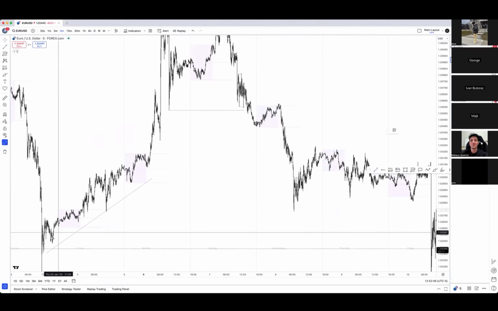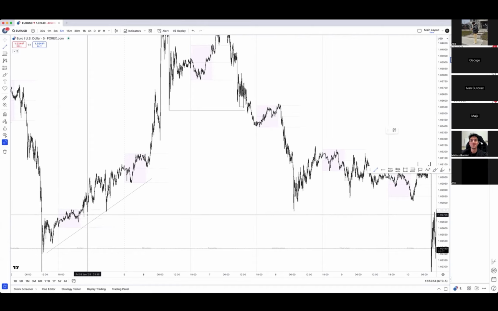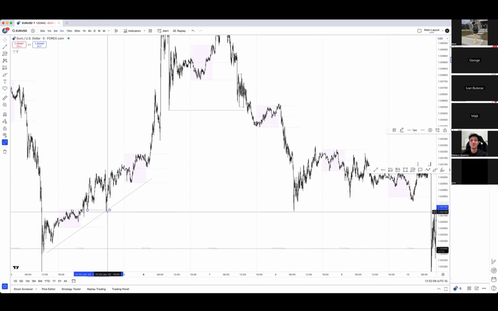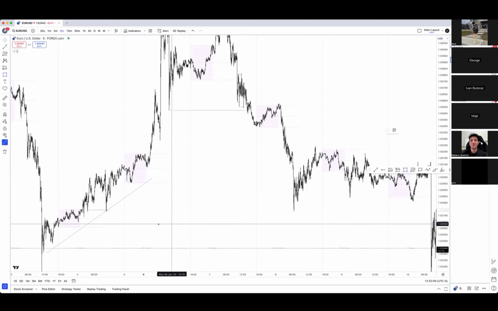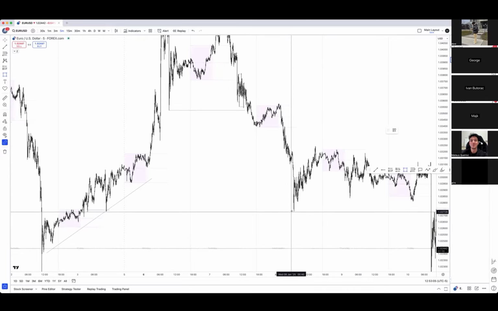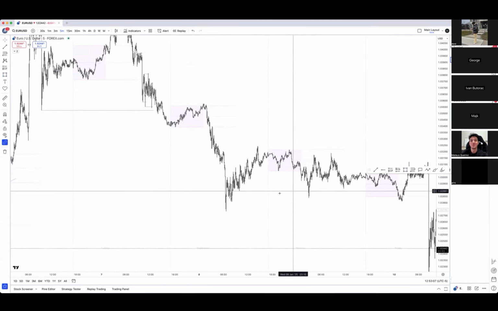All right, so there's a ton of liquidity to the downside. This is a liquidity block, so you can see some reactions from here. As you can see, it comes all the way to here, and then starts moving to the upside.